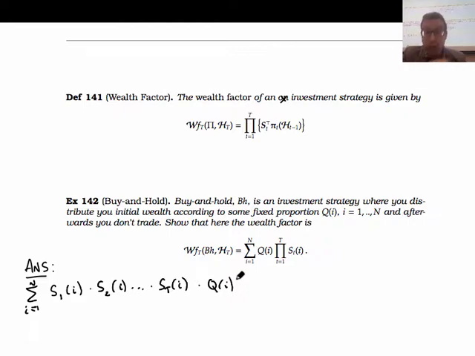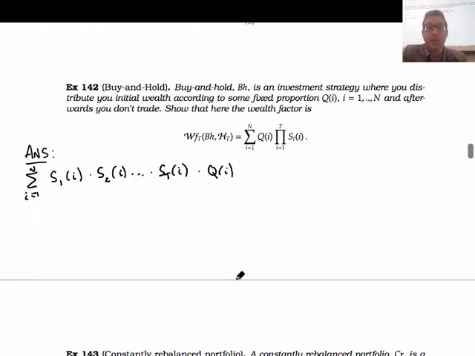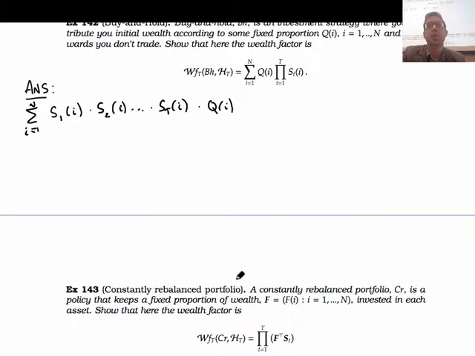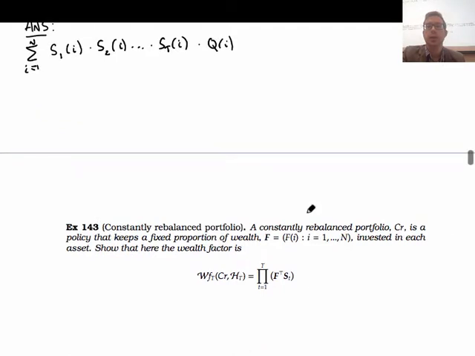Another type of strategy which we're going to consider a bit more is called a constantly rebalanced portfolio. A constantly rebalanced portfolio, CR, is a policy that keeps a fixed proportion of your wealth in each asset. So you say, I'm going to put half of my wealth in stock A, a quarter of my wealth in stock B, and another quarter in stock C. And each unit of time, I'm going to reinvest so that I keep those proportions.